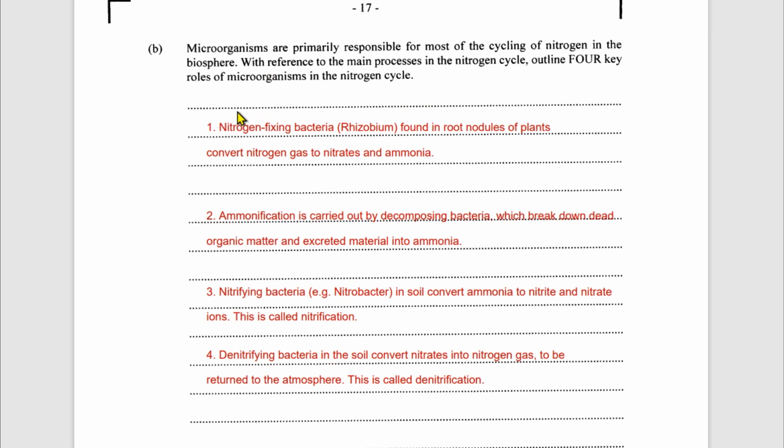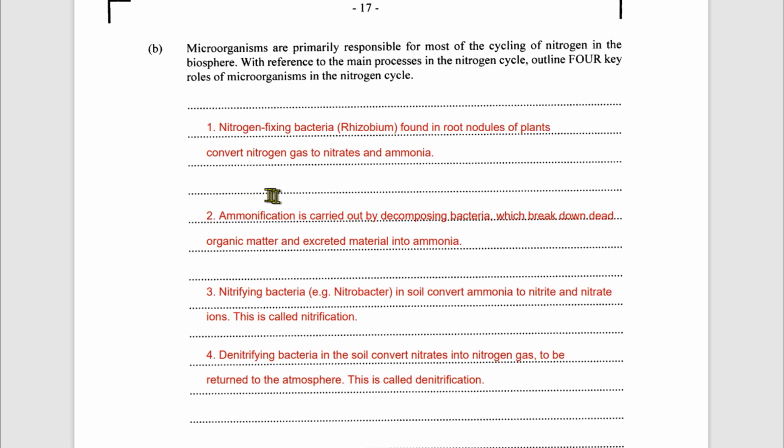So the first one we have here is during nitrogen fixation. Nitrogen fixing bacteria are found in the nodules of roots of plants, for example legumes. And what those do is that they convert nitrogen gas from the atmosphere into a more usable form, which are nitrates and ammonia.